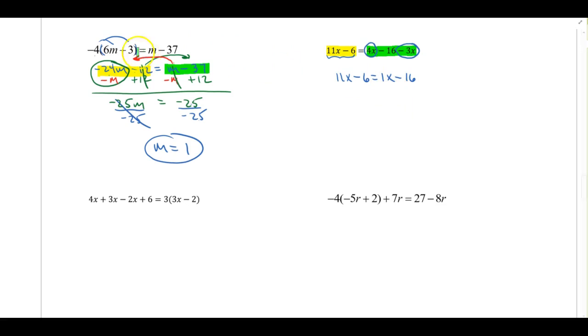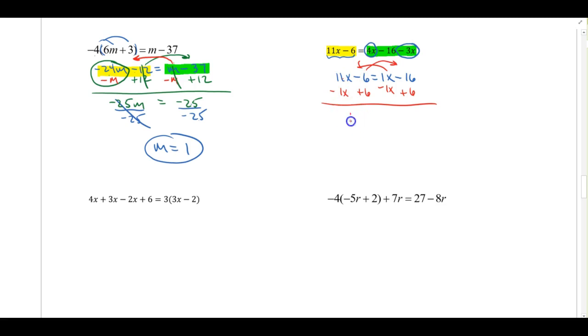Now I have no more distributing or combining like terms, so now I can work by moving variables to the left, constants to the right. How do I get rid of 1x? I subtract it, line it up under 11x. How do I get rid of negative 6? I add it to the right side.